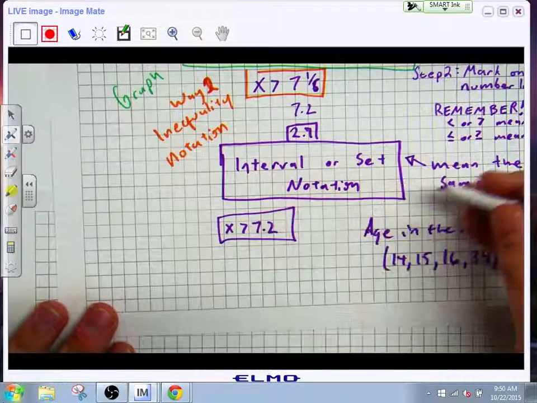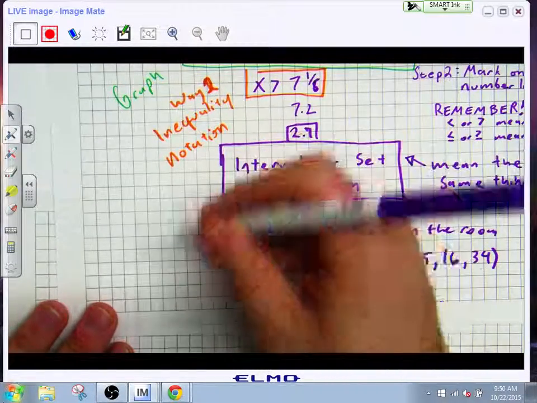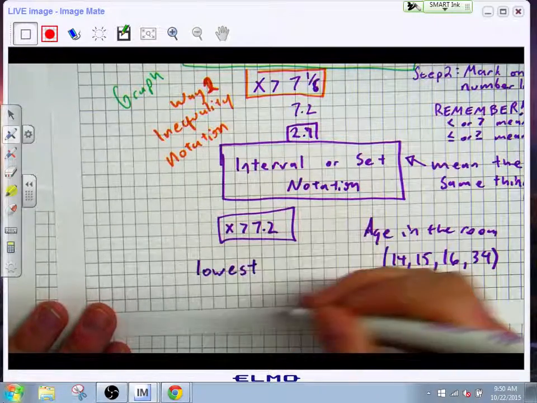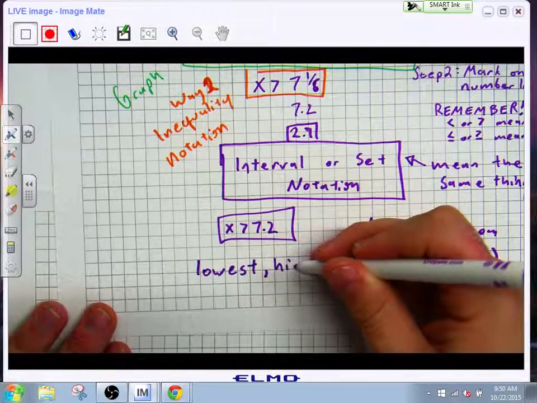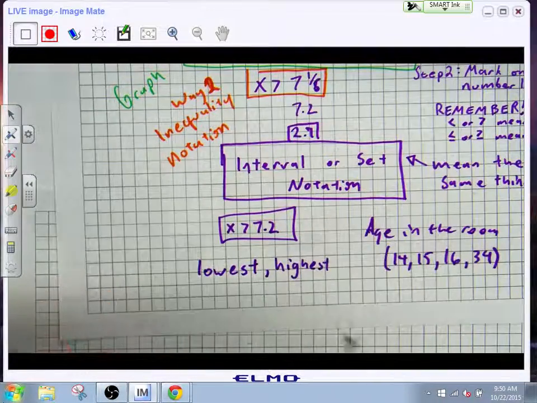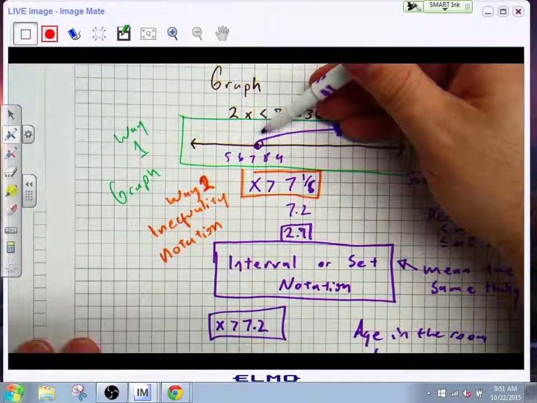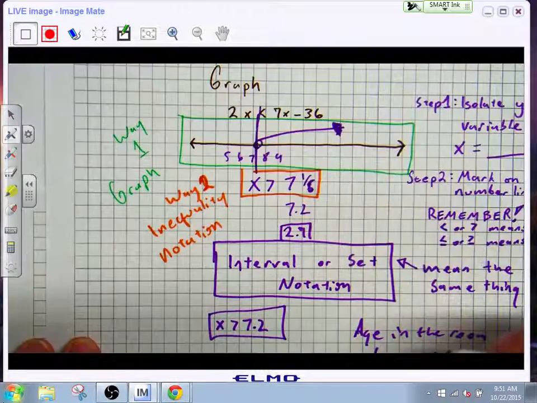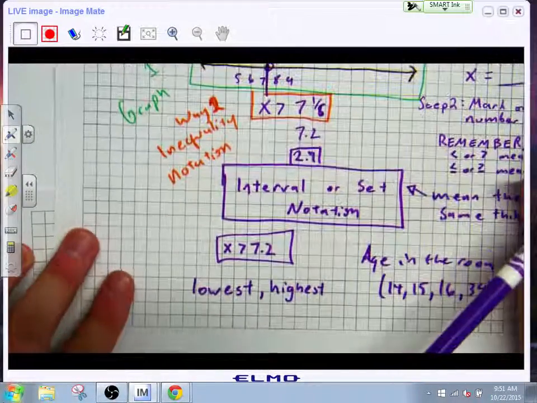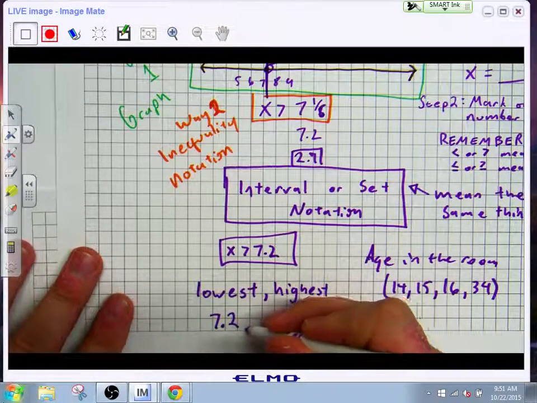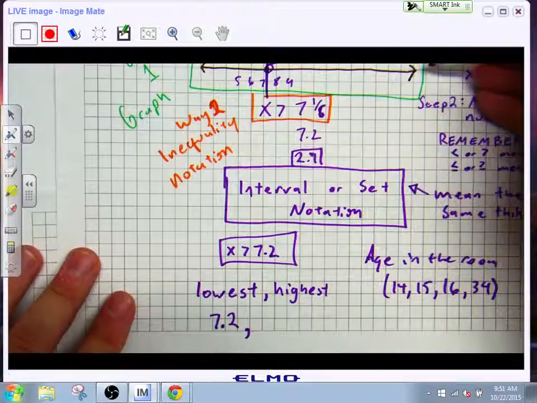And so when we think about set notation as an interval, I think of the lowest number first. The lowest number, and then I want to list the highest number. Okay? So for 7.2, what's the lowest number? Well, I don't have to look far. I just have to look at my graph here. And to figure out where the lowest number is, well, it's right here. It's at 7.2. So for interval notation, my lowest number is going to be 7.2. And then I'm going to make a comma. And then what's my highest number?